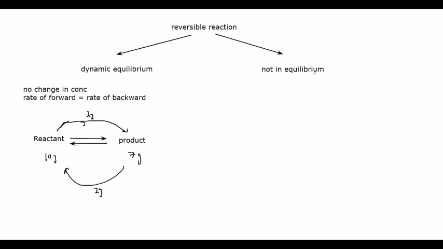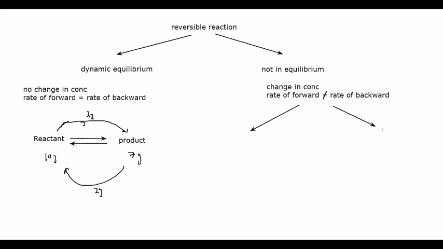We call this equilibrium or balance. But the second possibility: a reversible reaction may not be in equilibrium. If it is not in equilibrium, there will be a change in concentration of reactant and product, and the rate of forward is not equal to the rate or speed of backward. We represent that as not equal. And then it has two possibilities.